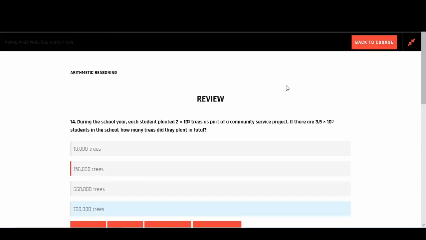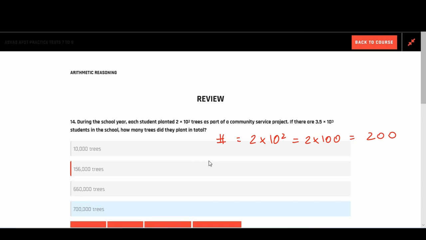Okay, number 14 says during the school year, each student planted 2 times 10 squared trees as part of the community service project. If there are 3.5 times 10 to the third students in the school, how many trees did they plant total? So we know that number of trees each student planted is 2 times 10 squared. We should be able to see that 10 squared is 100, so 2 times 100 means each student planted 200 trees.